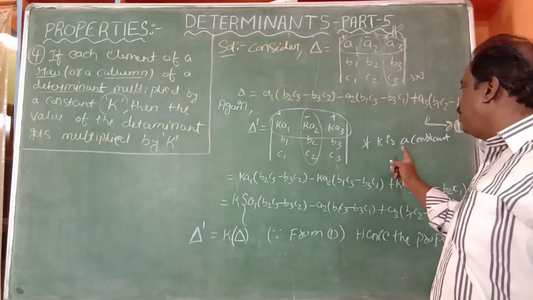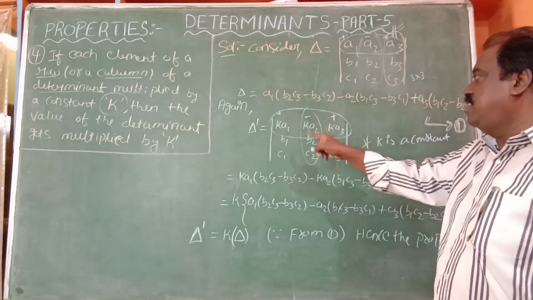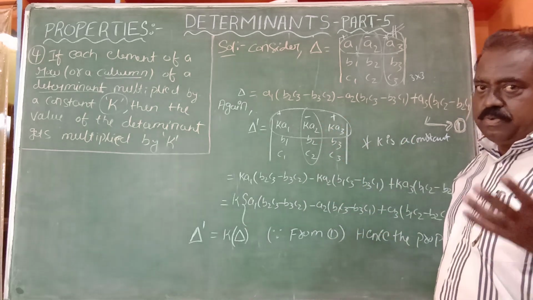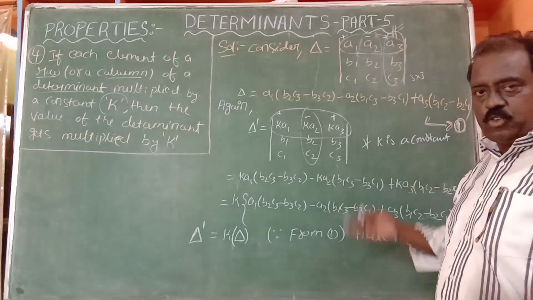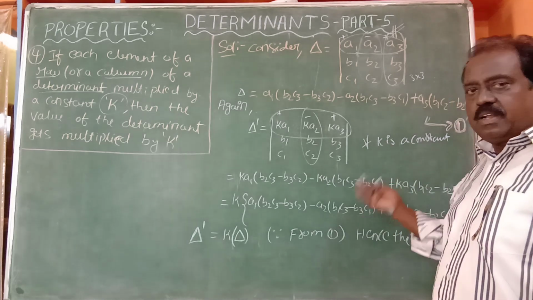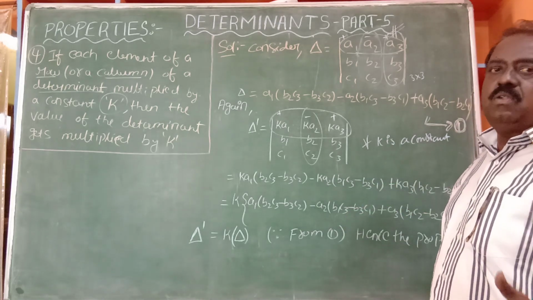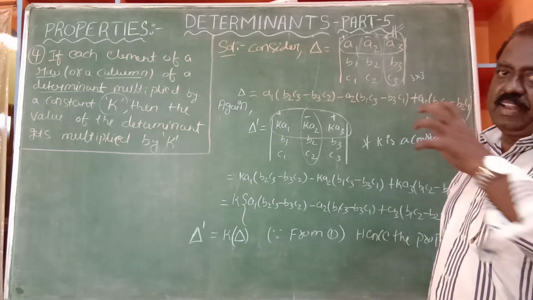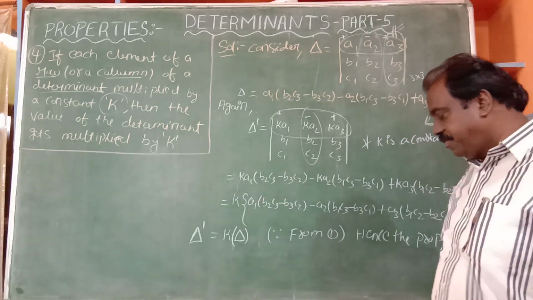That k is a constant which multiplies each and every element of a row. Here we can take the first row or second row or third row, or first column, second column or third column. Its value is increased by k times. Okay, that is it.